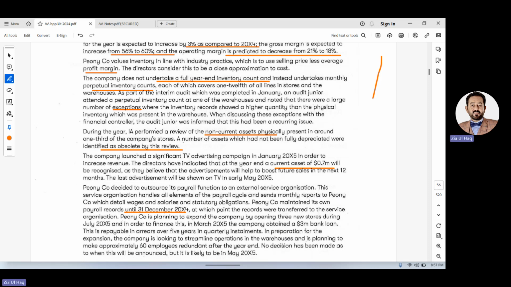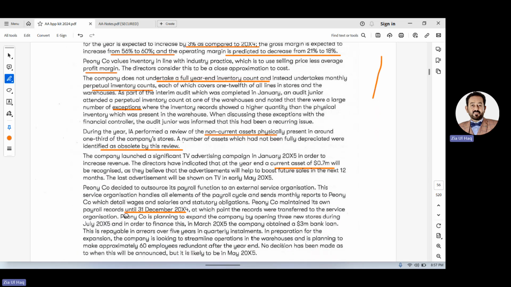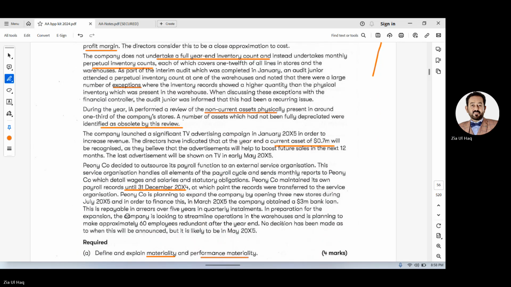From January onward, what's the year end? 31st May, they have outsourced. So half the period they were preparing by themselves, and the remaining half from outsiders. If there is a mismatch in the calculation of in-house and outsourced payroll, expenditure could be misstated. So which risk is that? Inherent risk, misstatement.